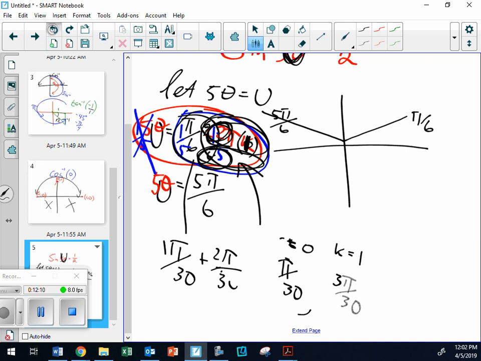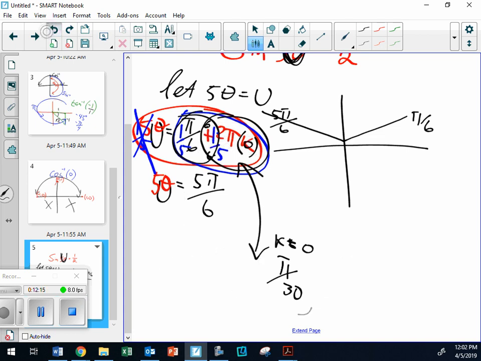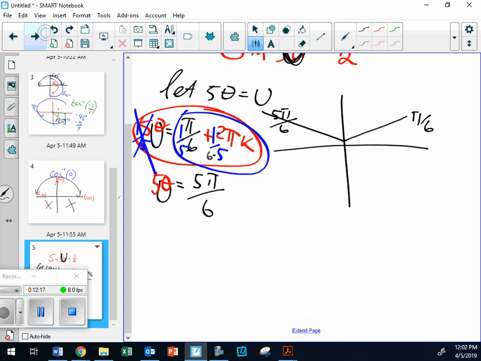Oh boy. Okay, gotta go back in time. I do the circling and stuff to try to help, but then it makes it really messy. Let me get it back to this. Okay. It is pi over 30.